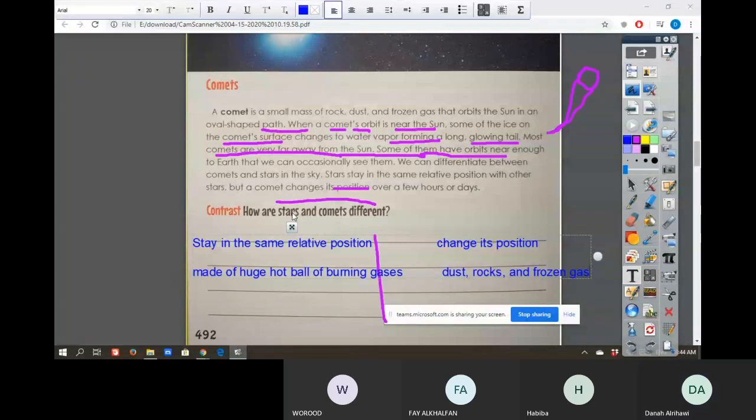So you get the differences between the comets and the asteroids, even the shape of them. So don't forget to open the book. At the end of your book, you're going to find the asteroids and the comets. Let's read about Halley's comet on page 494.